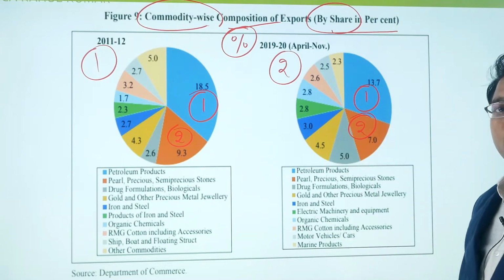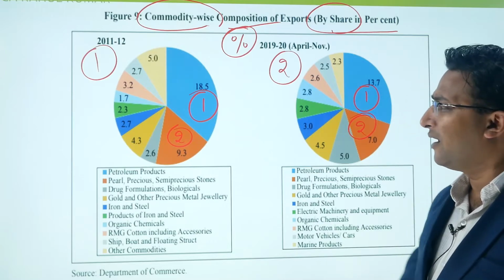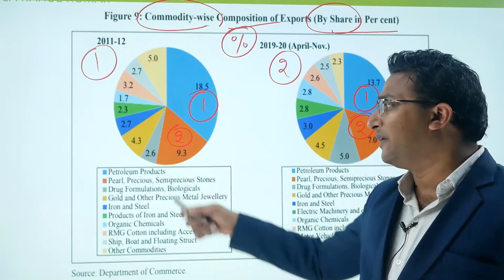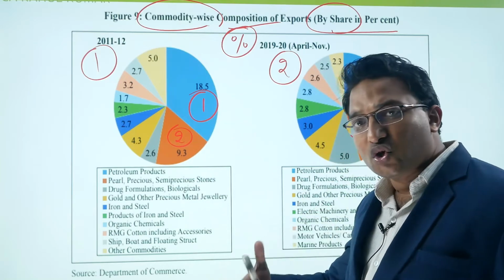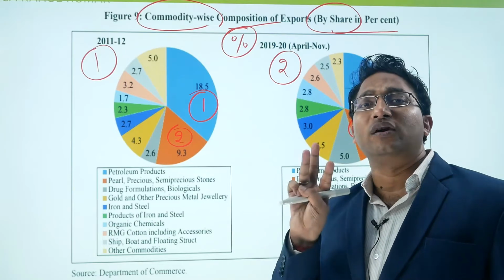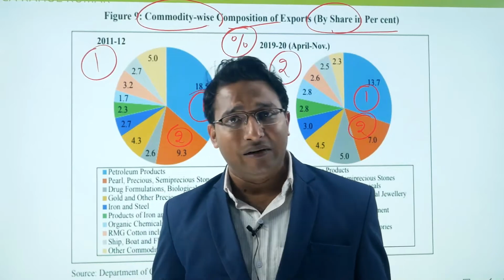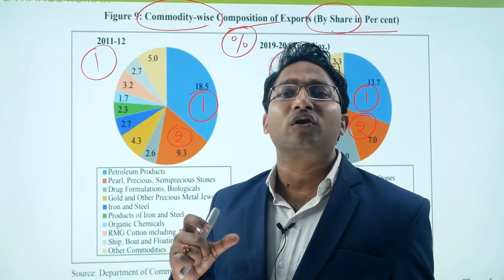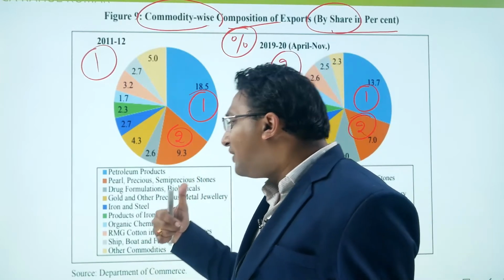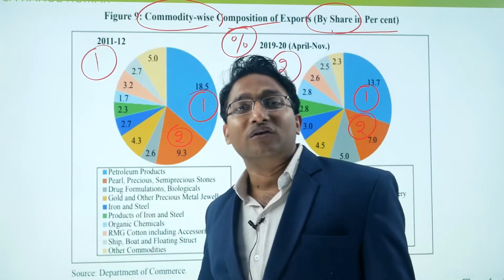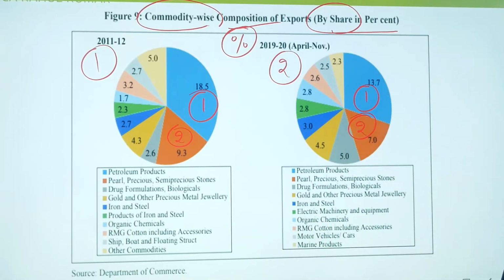So this small shift you can see, but what is more important is the top items. The top items are petroleum products, pearl, precious stones and drug formulations. So petroleum sector, precious stones and pharma sector, these are the top 3 export contributing sectors. If you are writing any answer in the GS paper mains 3, you can write that we should actually focus on the other sectors also apart from petroleum, precious stone and pharma sector. So this is how you can improve your answer by using the facts from these diagrams.